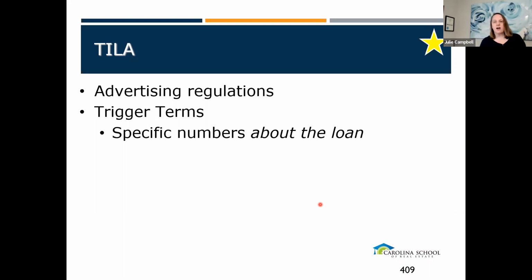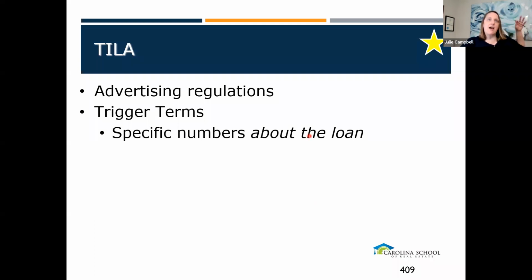Whenever you see an advertisement for a loan or a property for sale, all parties involved need to stay away from specific numbers. And please note that says about the loan. If I'm advertising the purchase price, is that a number about the loan? House for sale for $100,000. Is that about the loan? No, I haven't hit a trigger term.